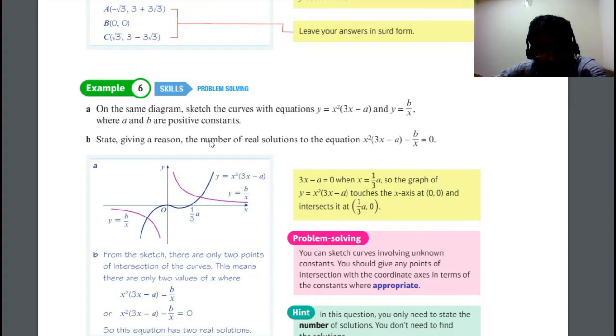Same diagram, sketch the curve x squared and y is equal to b by x.